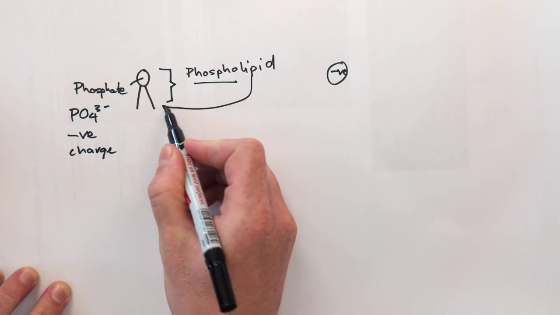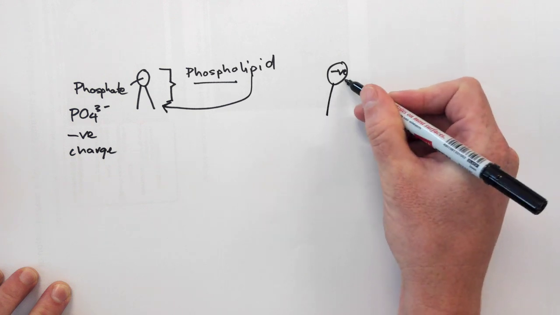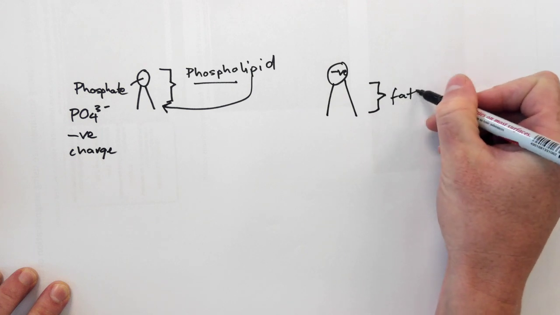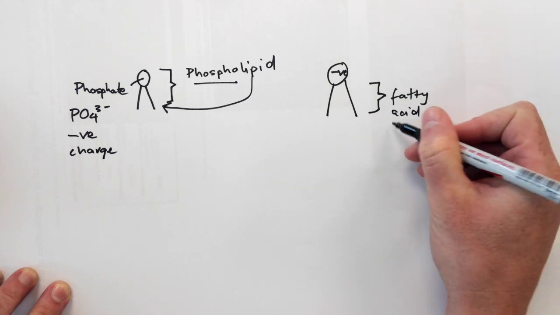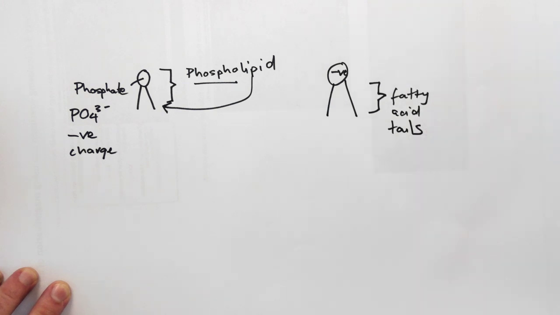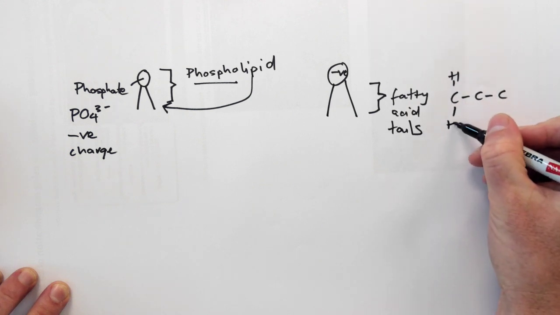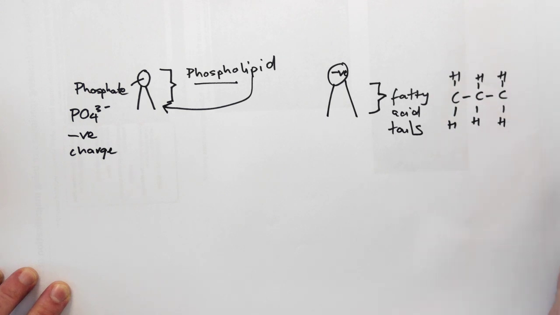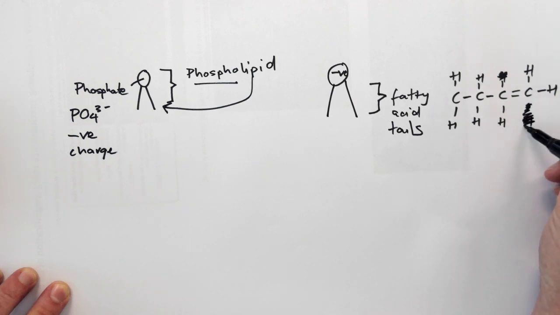It's a lipid because it has 2 fatty acid tails, which are carbon and hydrogen in a long tail coming off. They may have some double bonds, but they are just carbon and hydrogen.